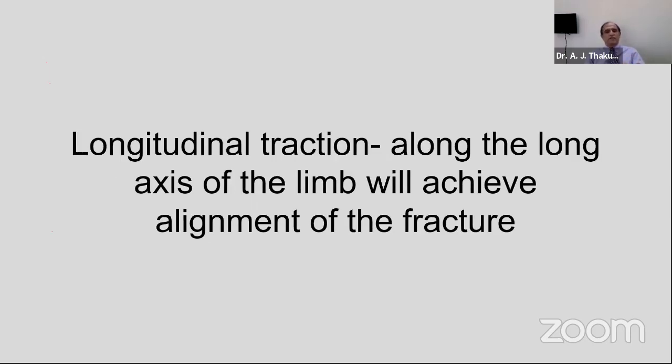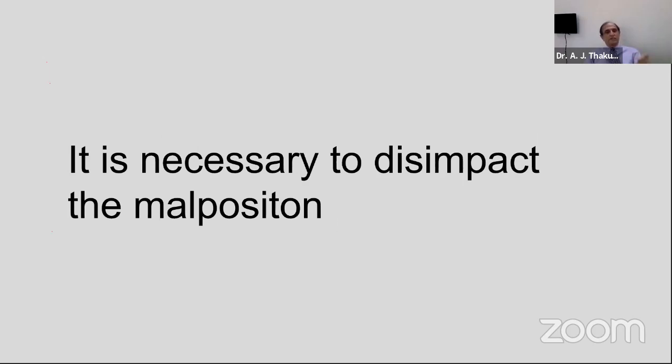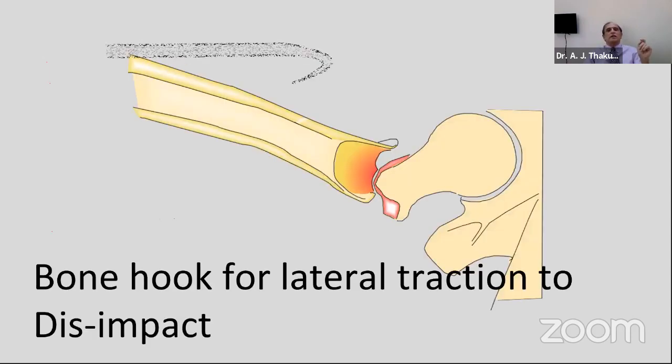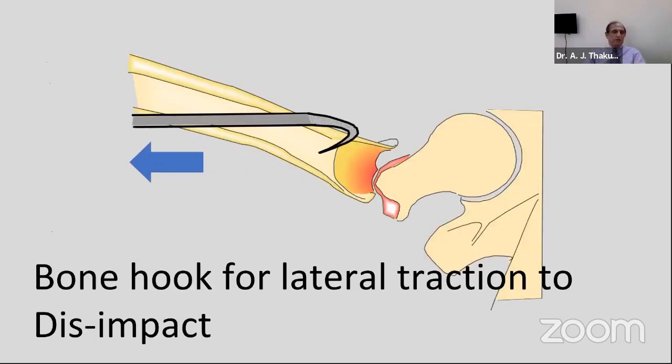Longitudinal traction along the axis will achieve alignment of the fracture. You will apparently get a reduction, but there will not be bone-to-bone contact because the neck is already locked inside there, as I showed. Disimpaction of that malposition is absolutely necessary. To do that, we need to pull out the shaft laterally. You have to disengage this locked system. You have to pull this one out. Then only this will become free. So you need a bone hook and give a lateral pull to disimpact.